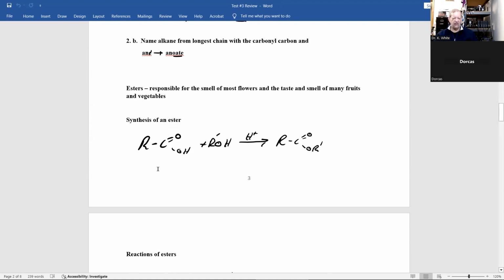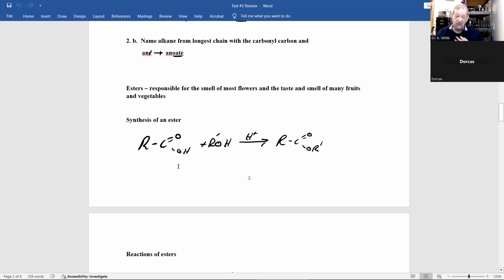All right, how do you make an ester? You take a carboxylic acid and react it with an alcohol in the presence of acid, and you get an ester. The carbon with OH and R prime is the carbon the oxygen is bound to an R prime in the ester.